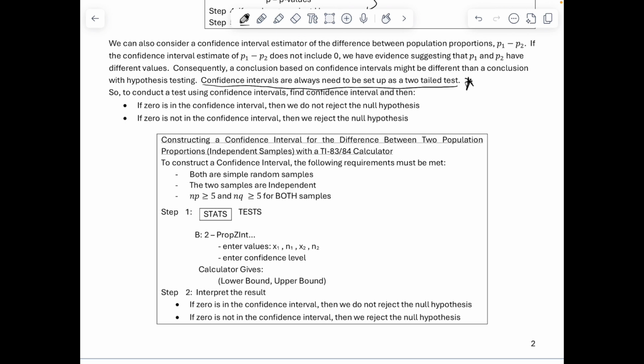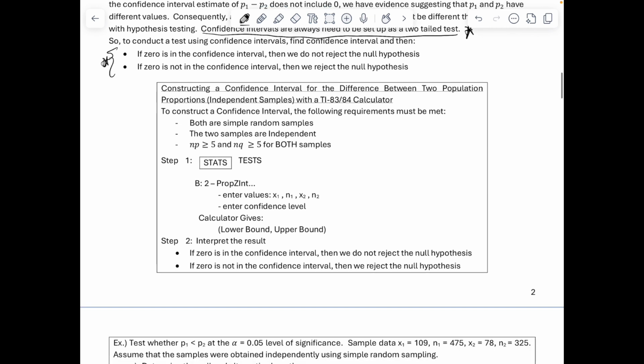So to conduct a test using confidence intervals, you find a confidence interval, and then you're going to check to see if 0 is in the interval. If 0 is in the confidence interval, then we do not reject the null hypothesis. And if 0 is not in the confidence interval, then we reject the null hypothesis.